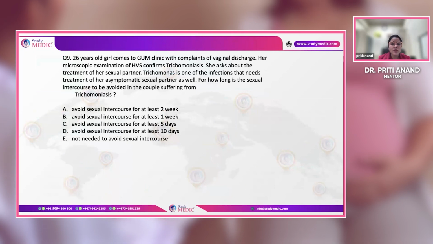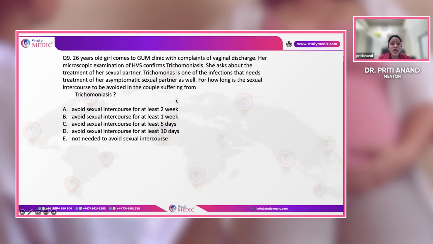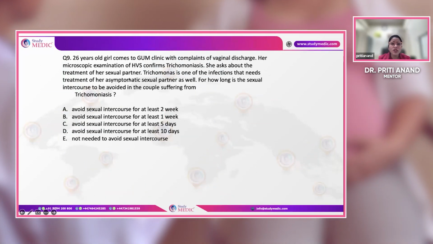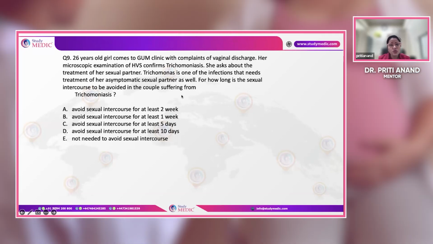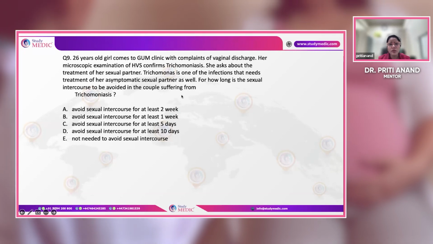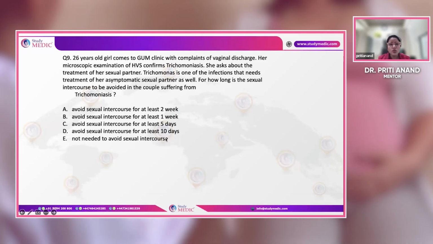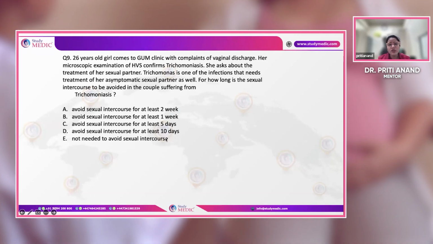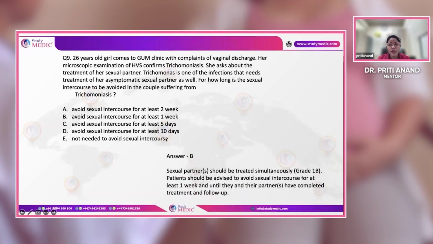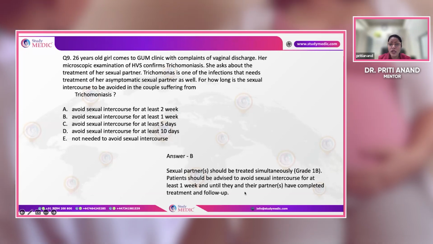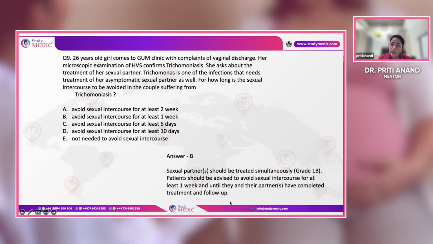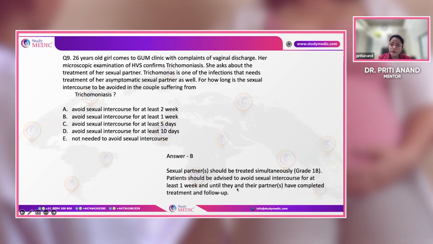A 26-year-old girl is suffering from trichomoniasis, and she asks about the treatment of her sexual partner. The sexual partner will be treated. For how long do they have to stop intercourse so that the couple does not reinfect each other? After treatment completion, they have to avoid it for at least 1 week. They should be treated simultaneously and advised to avoid sexual intercourse for at least 1 week and until they and their partner have completed their treatment and follow-up.